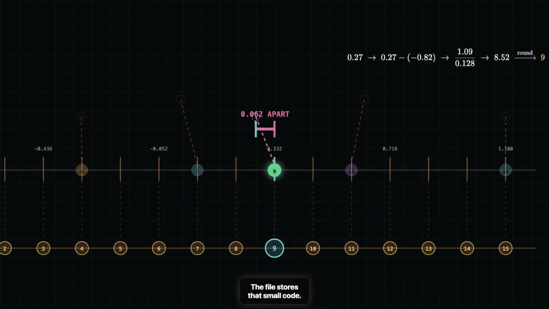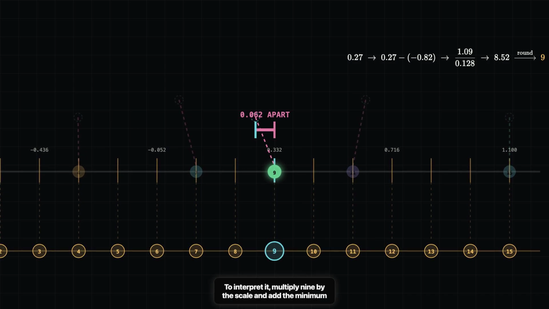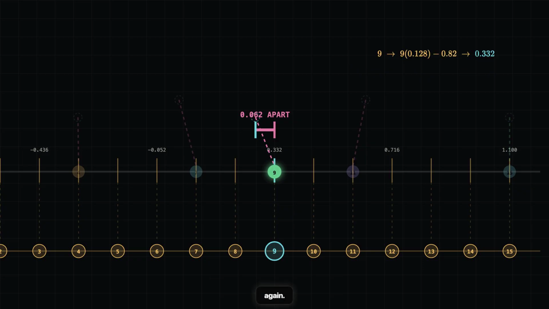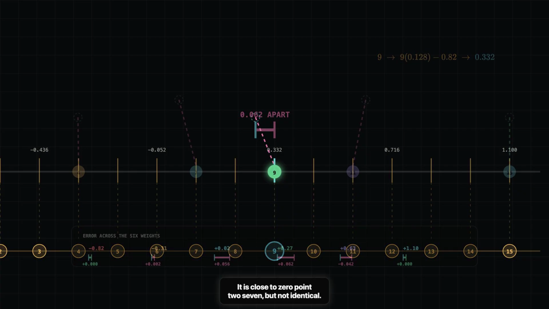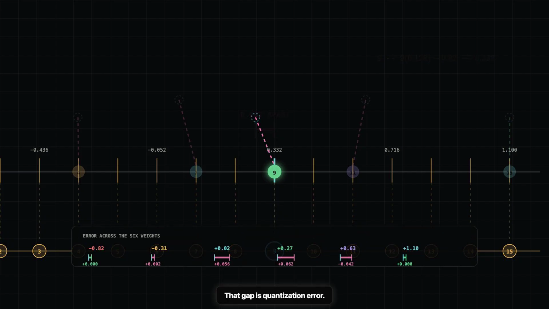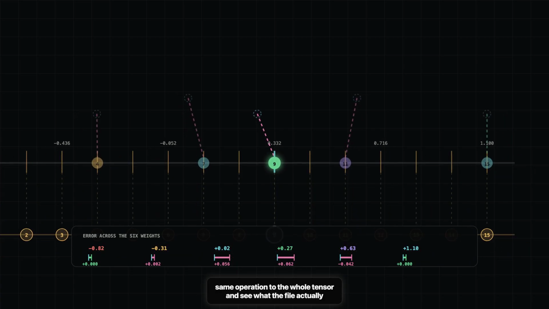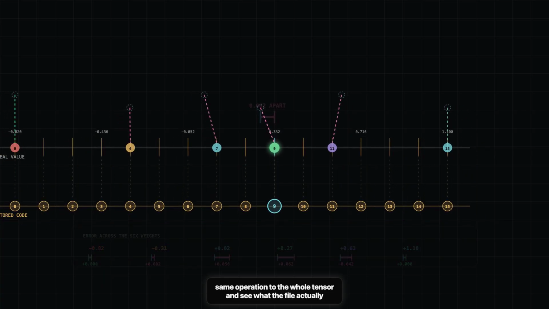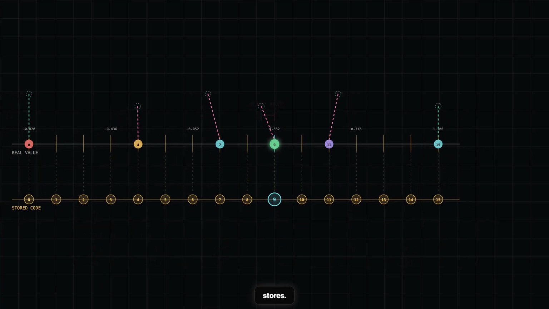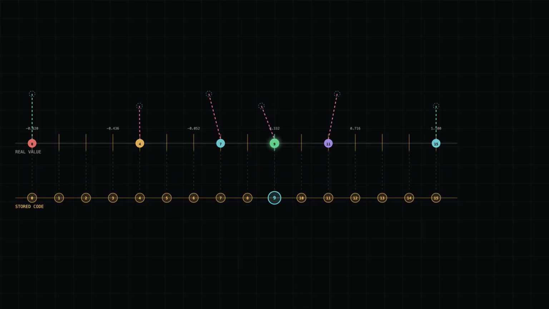The file stores that small code. To interpret it, multiply 9 by the scale and add the minimum again. We reconstruct 0.332. It is close to 0.27 but not identical. That gap is quantization error. One value is useful for understanding the mechanism. Next, we apply the same operation to the whole tensor and see what the file actually stores.